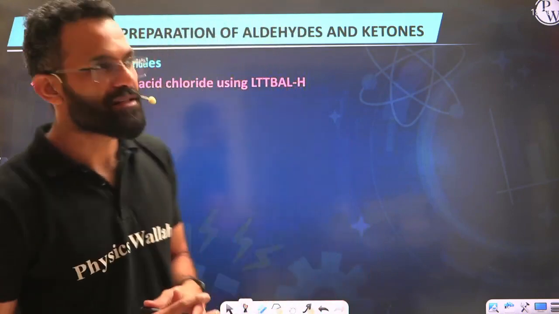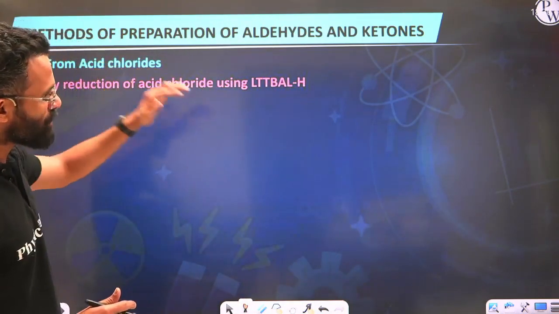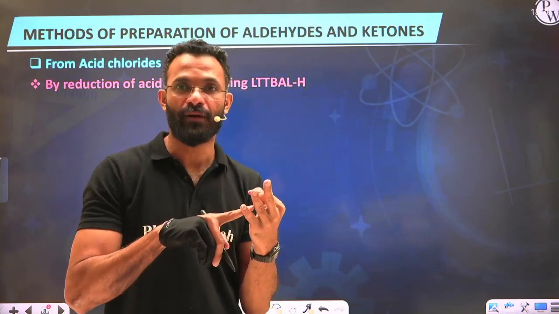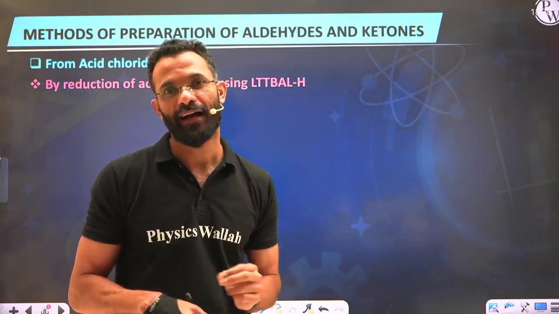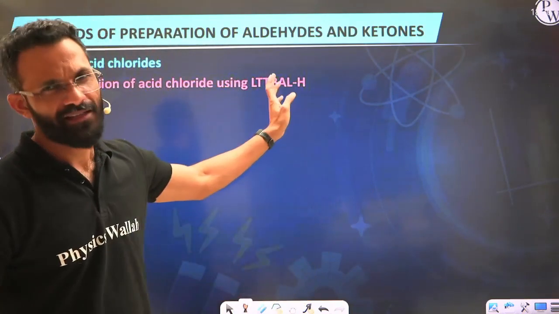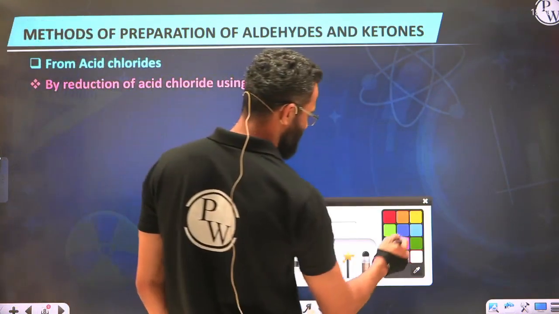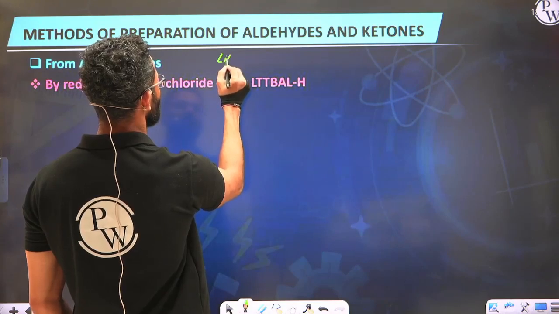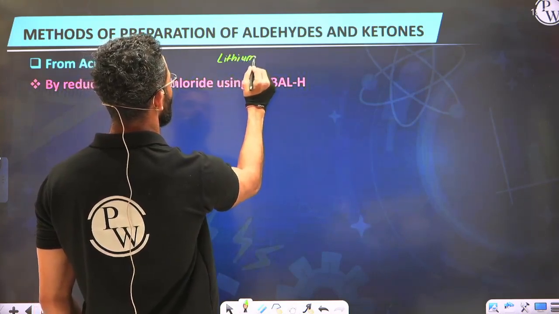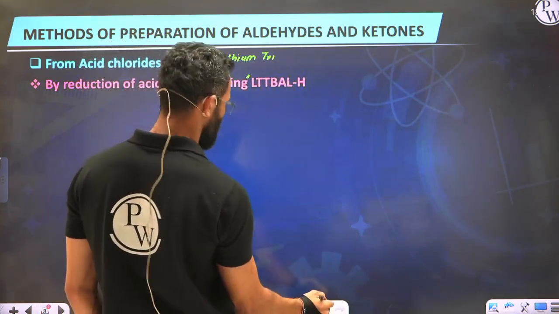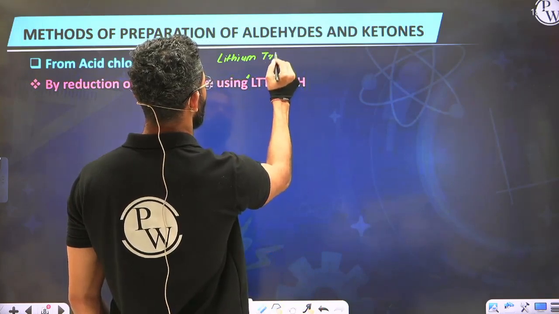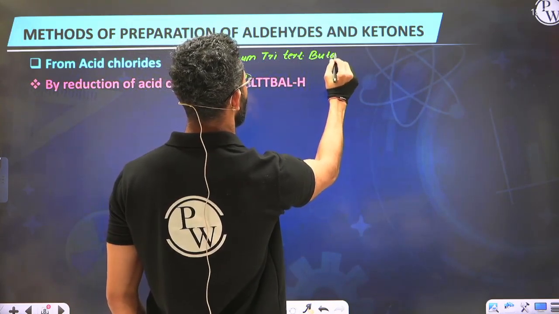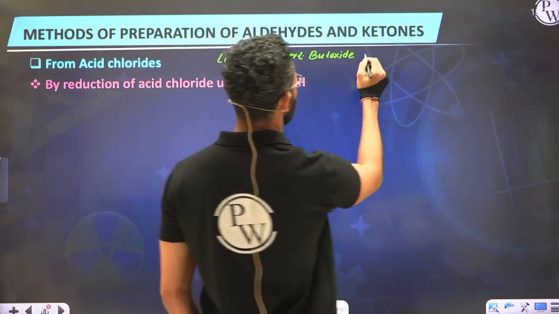Okay. So let us first learn how acid chlorides can be converted to aldehyde using hydride donor reagents. Remember, acid chlorides, nitriles and esters are the three compounds which can be reduced to aldehyde using some typical hydride donor reagents. One of them is LT-TBAL-H. It is an abbreviation. LT-TBAL-H stands for, let me first write that down, lithium tri tert butoxide aluminium hydride.